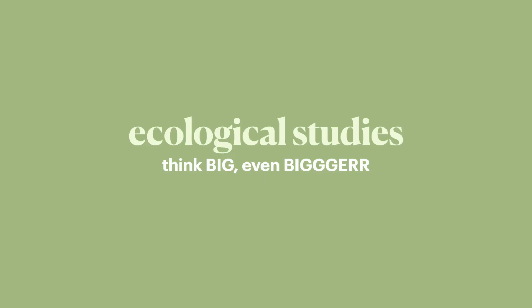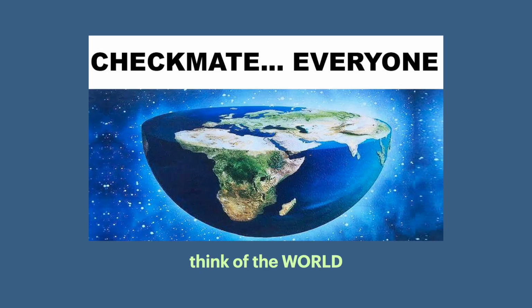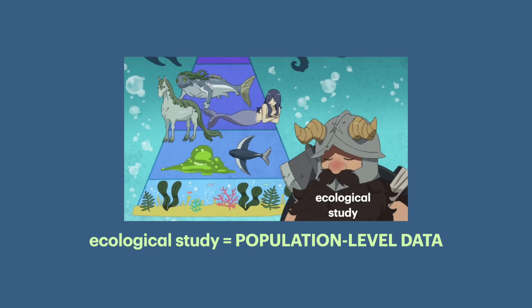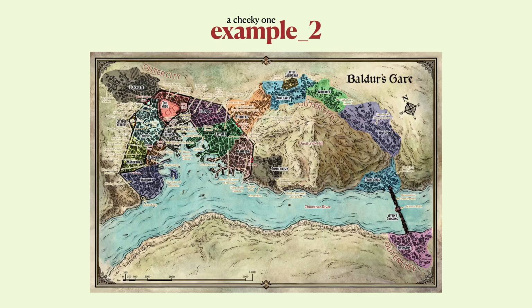So what about ecological studies? In these kinds of studies, I want you to stop thinking of individuals and think of the world. An ecological study is a study that looks at population level data. We're not looking at individuals anymore, we're looking at entire populations. Very similar to cross-sectional studies in some ways, but the unit that we're looking at is not individuals, it's population. And the best way to understand this is again through an example.